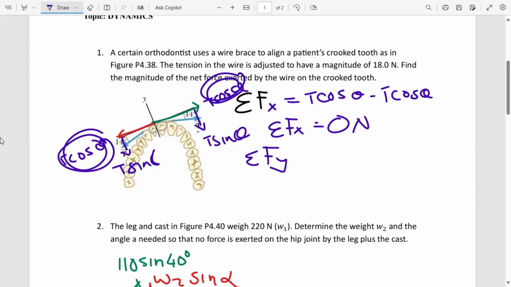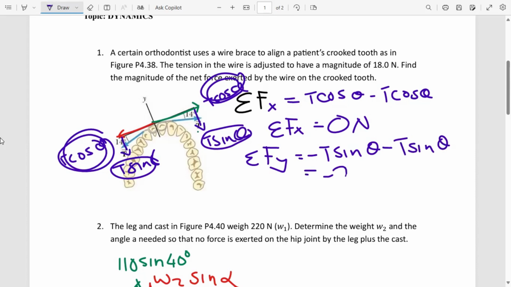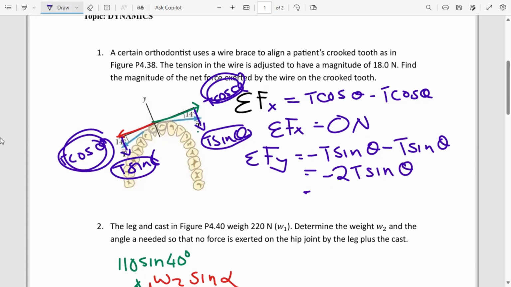Then let's go to the summation of forces in the y. In the y-axis, what do we have? We have two forces that are both running in the negative y direction. So this is going to be equal to negative T sine theta minus T sine theta, like that. This will be equal to negative 2T sine theta. As simple as that. So I'm going to say my negative 2 multiplied by T sine theta.